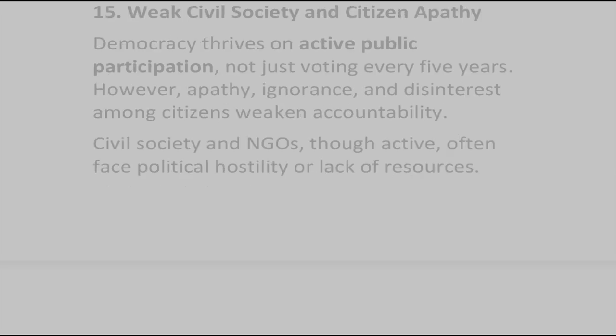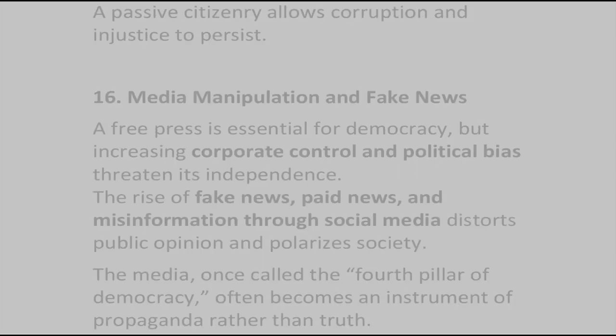15. Weak civil society and citizen apathy. Democracy thrives on active public participation, not just voting every 5 years. However, apathy, ignorance, and disinterest among citizens weaken accountability. Civil society and NGOs, though active, often face political hostility or lack of resources. A passive citizenry allows corruption and injustice to persist.